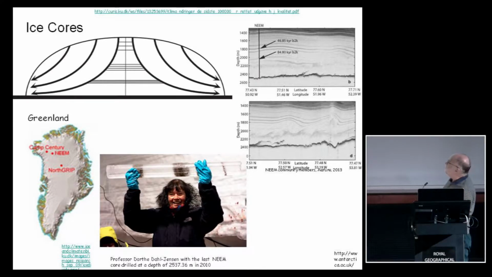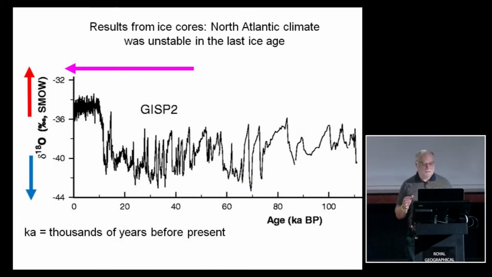Now, another great archive, of course, are ice cores, and here we've got Dorthe Dahl Jensen having drilled this NEEM core, and this is the very bottom of the NEEM core, some 3 kilometers below the surface of the ice sheet. So as snow accumulates and is compressed and forms ice, if you drill in the right place, you get a beautiful record about what goes on. If you drill in the wrong place, you get all kinds of folds and things like that.